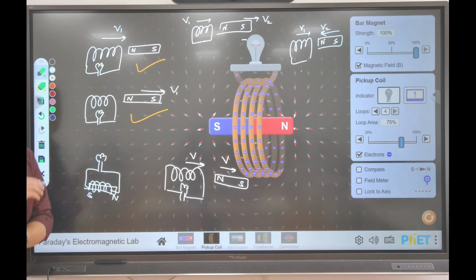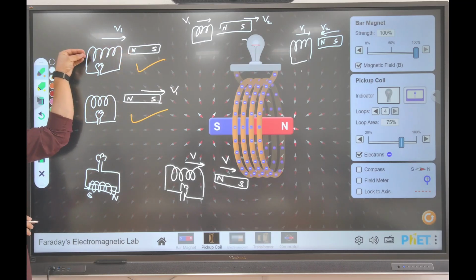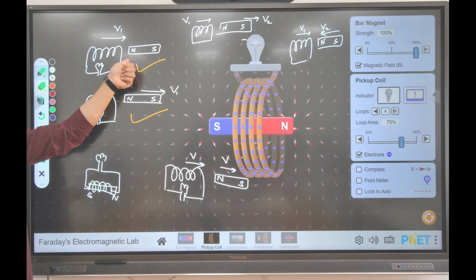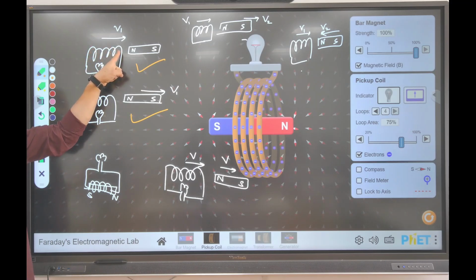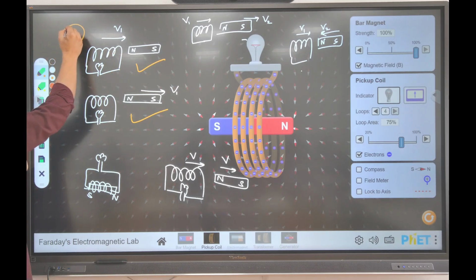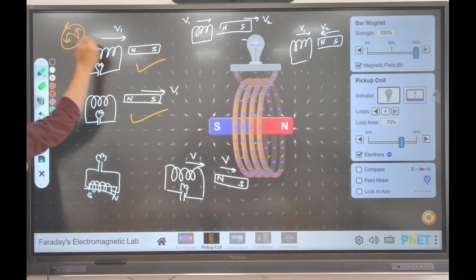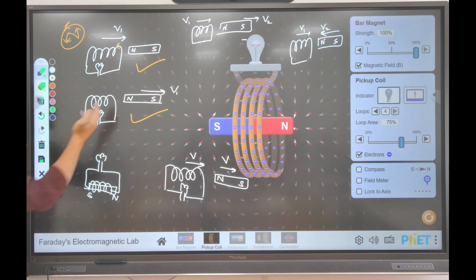See what is happening. In this case, the coil is coming closer to which pole? Does the coil want north pole magnetic field lines to come? No. So it will develop which pole here? North. So for north to develop, you know what is the direction of the current? Counterclockwise. Counterclockwise means current will flow like this. Very important. Understood?